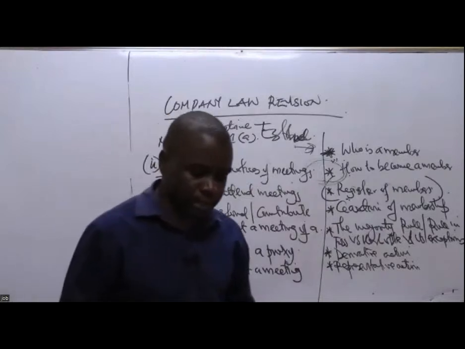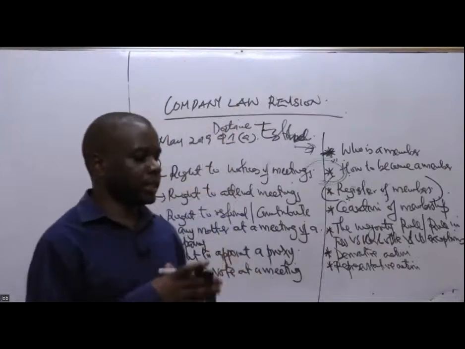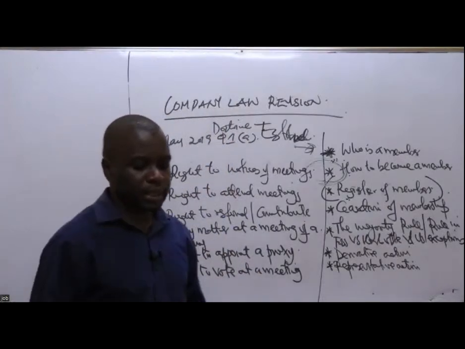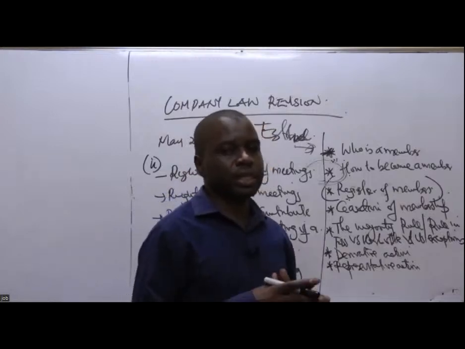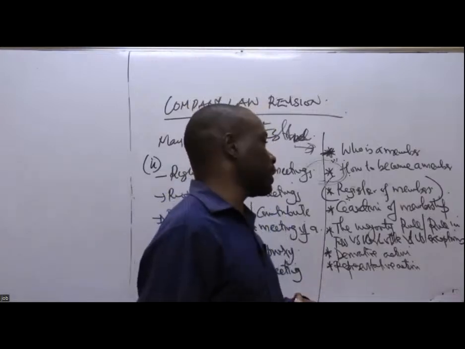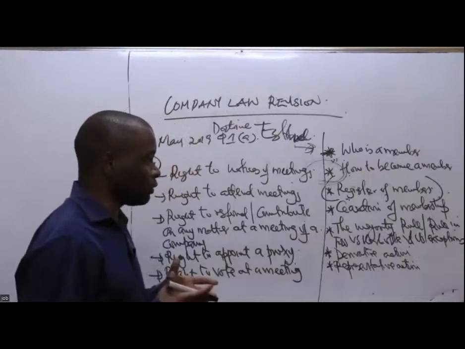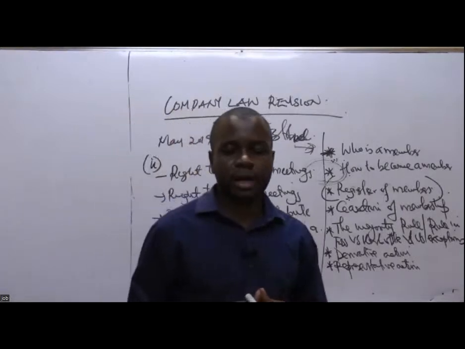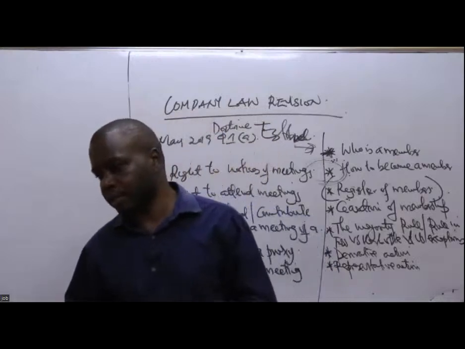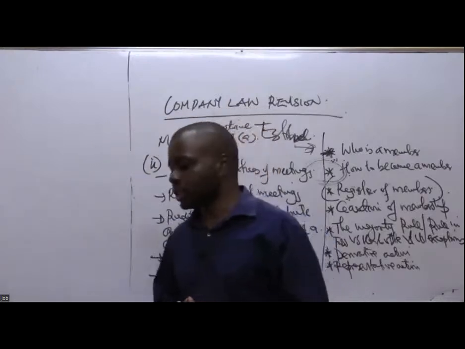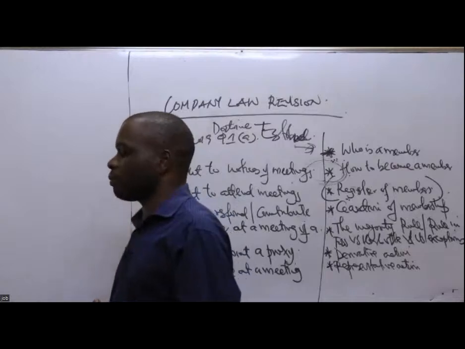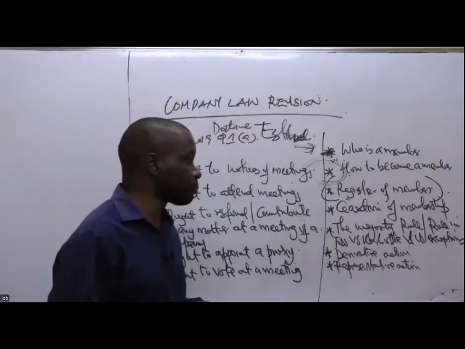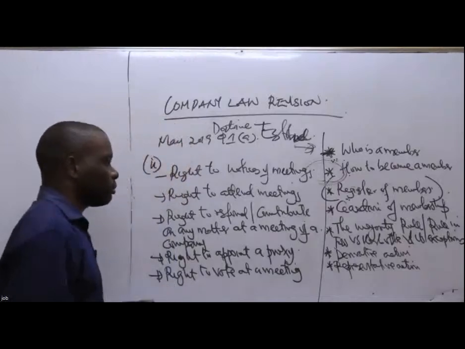So what are the contents? Name and address of a member of a company, the date when he or she joined as a member of the company, number 3, the date of cessation of membership of the company, and number 4, you can confidently say the number of shares held by that particular member. That basically will be the contents of the register of members of a company.